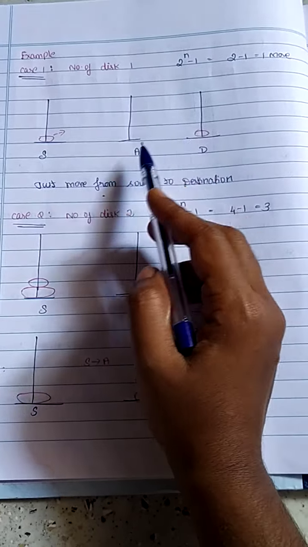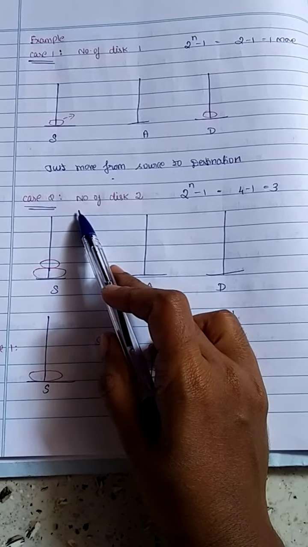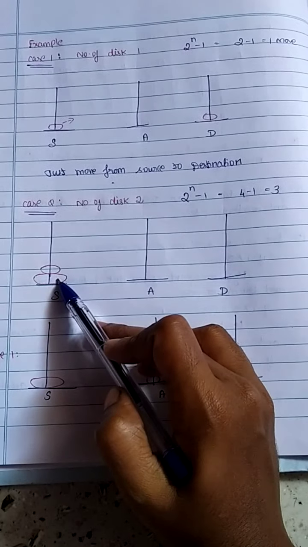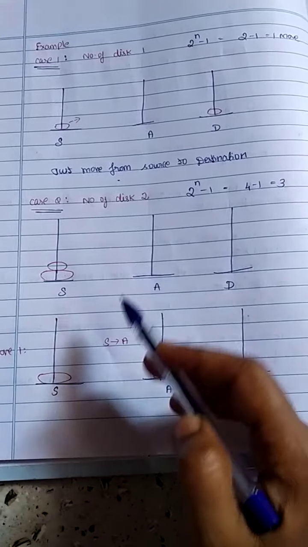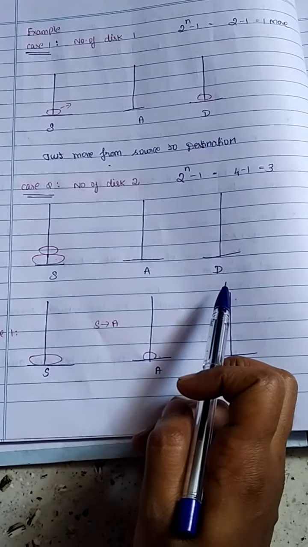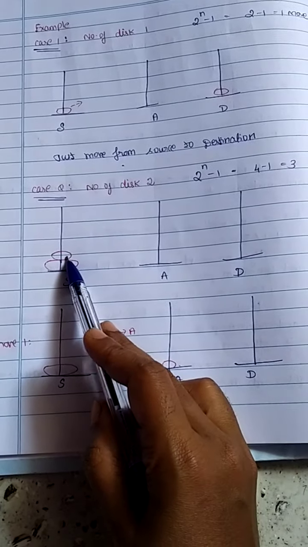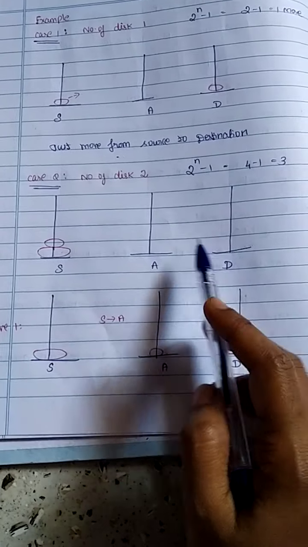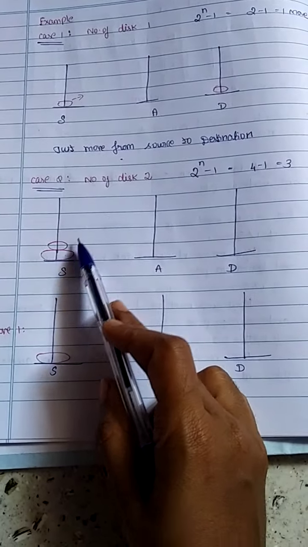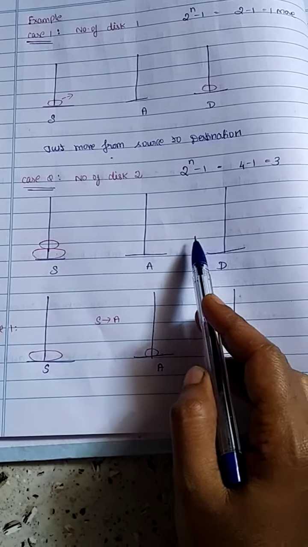Here there is no complexity, but coming to case 2, the number of discs is 2. So I have to move these 2 discs from the source to my destination. So the first thing, if I take the smallest disc directly and put it in my destination, then if I take the next biggest one and put it in my destination, the smallest would be at the bottom and the biggest would be at the top.